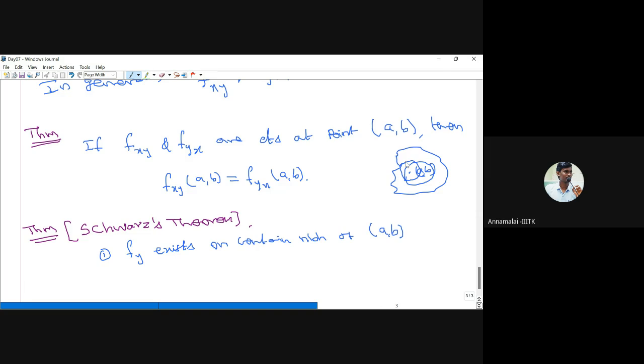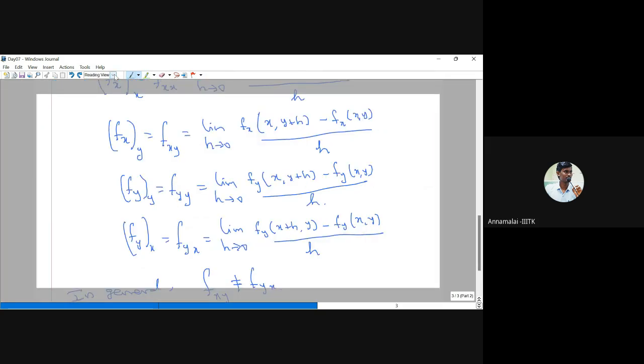For example, if you take the point 0, 0, a neighborhood of 0, 0 is nothing but a circle, because you can find an open set inside it. We can draw so many circles, so there are infinitely many neighborhoods. But the function need not be differentiable at every point of the neighborhood. The theorem says, suppose the derivative of f with respect to y exists on a certain neighborhood of a comma b, but not all neighborhoods of a comma b. That is the first condition.